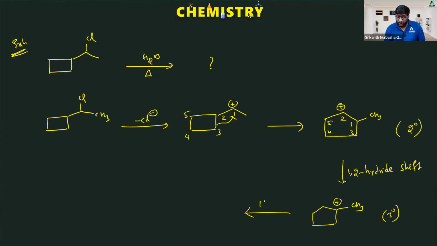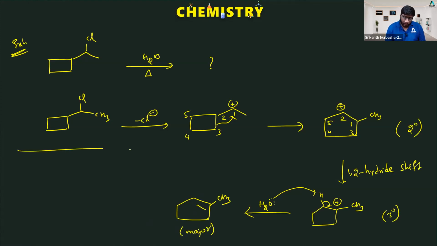So here what happens is, H2O is now going to act as a base. It tries to pick up the proton from this particular carbon, the CH electron density comes in, and you will generate this particular product as the major one. You can write down one point: at high temperature, elimination occurs.